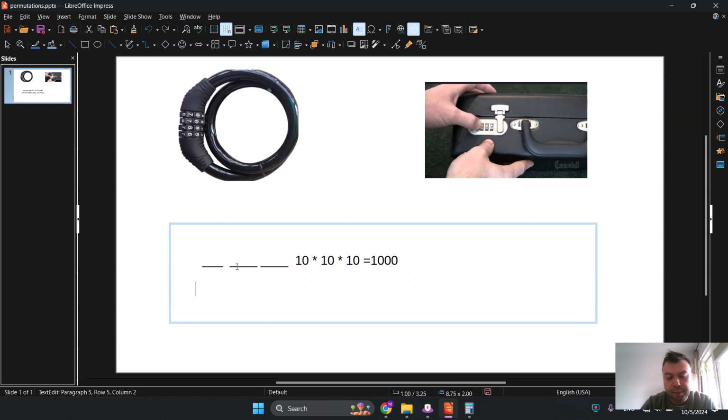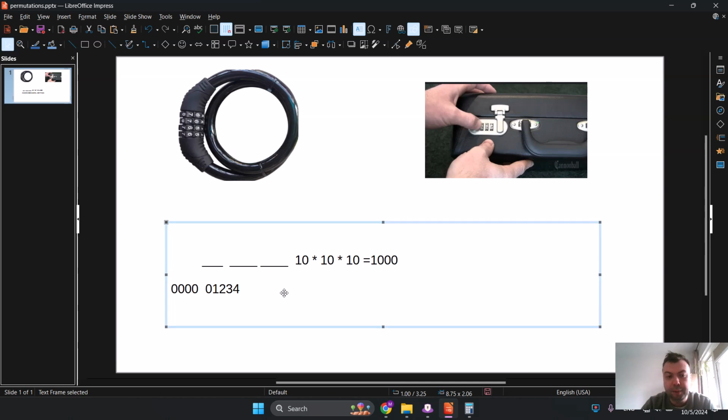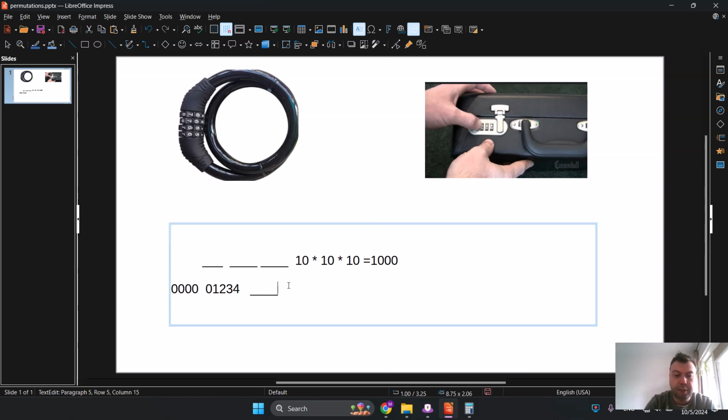So that's how we calculate all the possibilities, because we have zeros, right? We can start a lock with 0, 0, 0. We can use 0, 1, 2, 3, 4. 0 can be on the first position, but if you ask another question from combinatorics, how many 4-digit numbers are there, you cannot use 0 in the beginning.